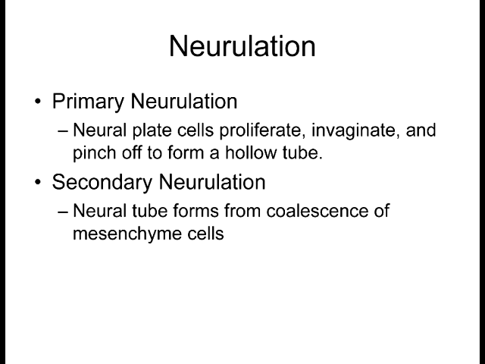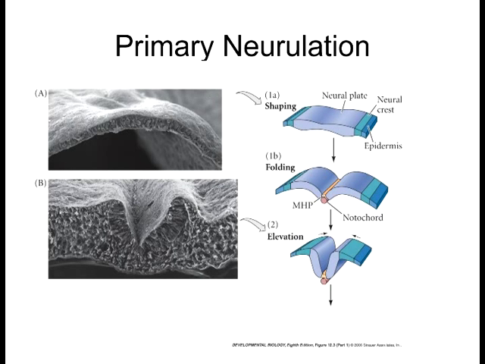So there's two forms of this process of forming the neural tube. The first is called primary neurulation, and the second, secondary neurulation. Primary neurulation is how most of the neural tube forms. Secondary neurulation is usually in the most posterior region of a developing embryo. So let me explain the difference between these two. In primary neurulation, the neural plate, or the part of the ectoderm that is differentiating to become the neural tube, is first going to start invaginating.